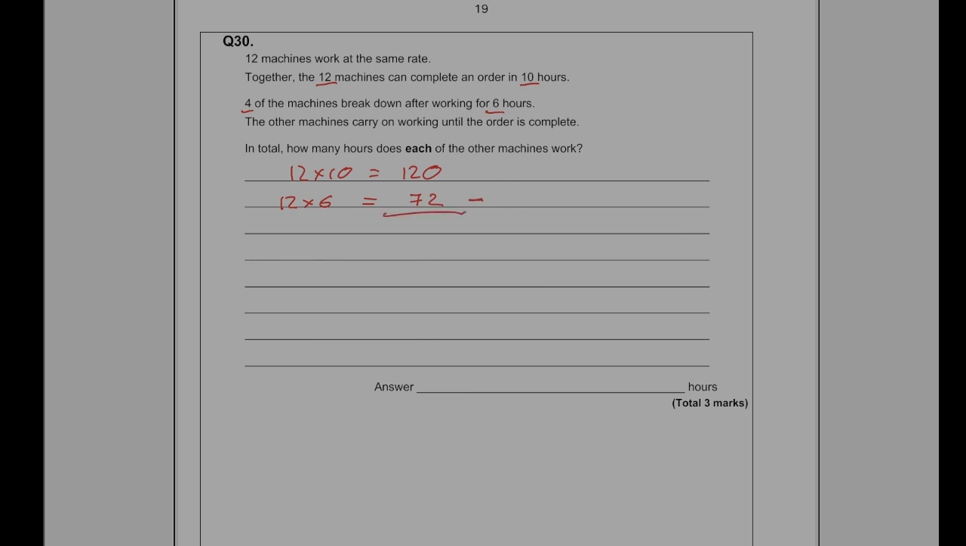So that leaves us with 48 hours left to be worked, I believe. So we've got 48 hours left to be covered. We now haven't got 12 machines. We've now only got 8 machines. So those machines, 48 divided by 8 is going to be 6 hours more.